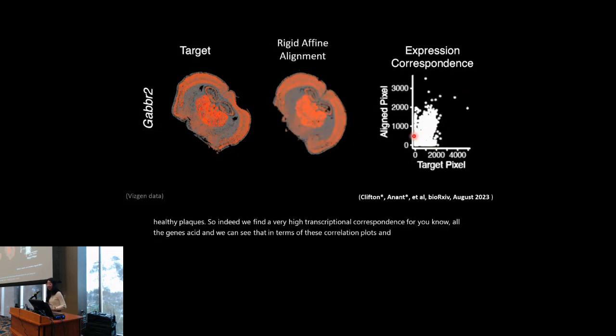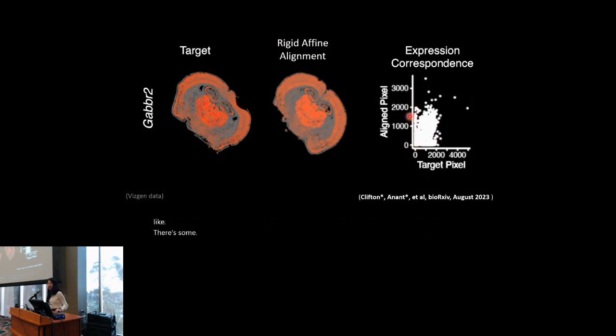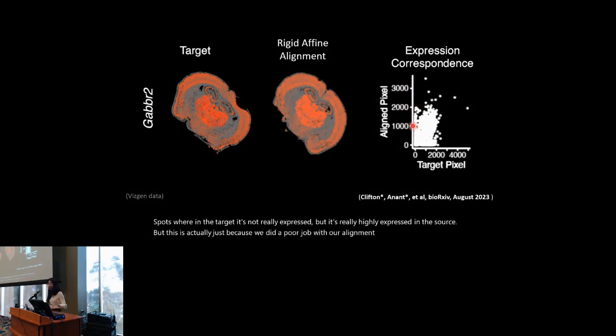I also want to highlight the difference between this and what we get if we had done just a rigid affine transformation. Now, looking at our expression correspondence across space, there are some spots where the gene is not really expressed in the target, but is highly expressed in the source. This is just because we did a poor job with our alignment. So moving forward, it will be important to disentangle the spatial molecular differences that are driven by poor alignment versus something biologically interesting.